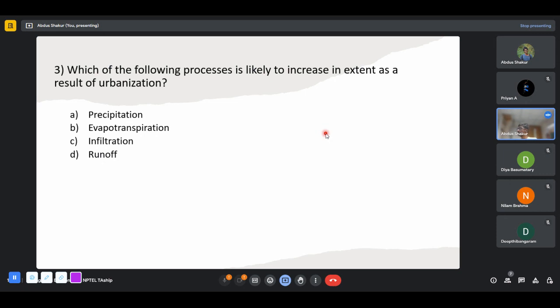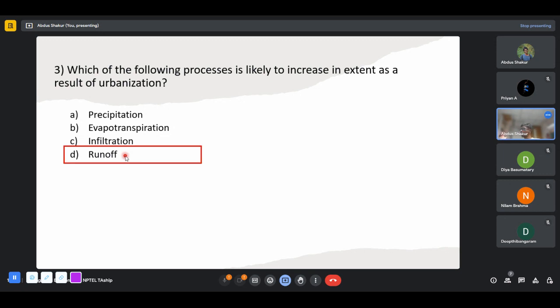Going ahead, which of the following processes is likely to increase in extent as a result of urbanization? Which of these processes will increase because of urbanization? Precipitation, evapotranspiration, infiltration, runoff. Precipitation is basically rainfall. Is it going to increase? Very unlikely. Urbanization in most cases reduces precipitation because it removes most of the green cover. In most cases, there are always exceptions. Evapotranspiration is basically the amount of water that evaporates and that is transpired by the plants. Infiltration and runoff. So the answer is runoff.